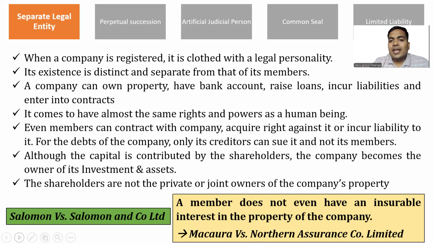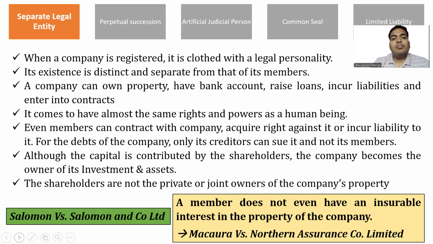Insurance has to be taken by the company because the stock, the inventory, is the property of the company, not the property of the owner. So in this case, Macaura, unknowingly or mistakenly, took insurance of the timber in his own name, thinking that he and the company are one and the same. The property of the company belongs to Macaura.